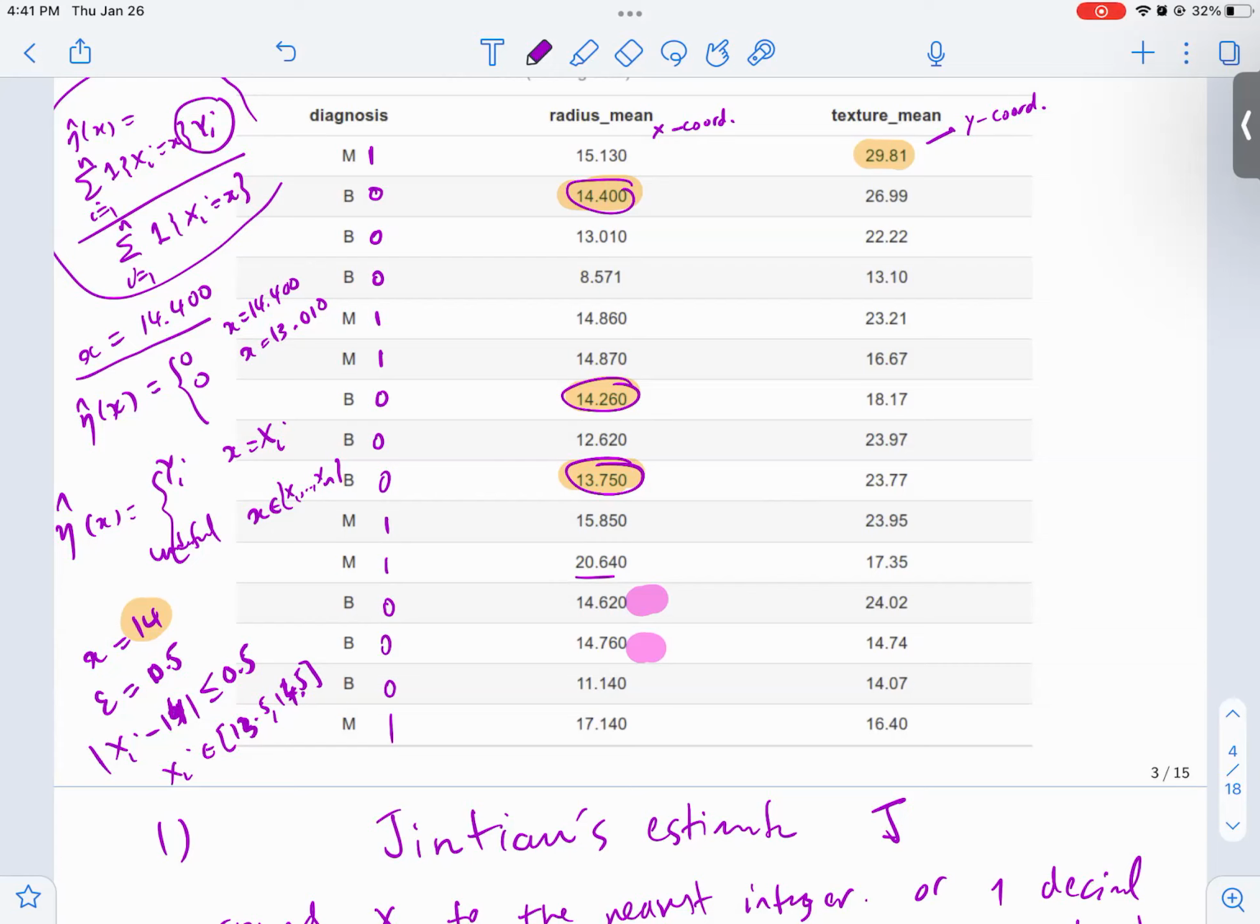So your classification would be similar to, let's say, maybe Jin Tian. Maybe if you round to the nearest integer, probably it will be similar. Exactly. This is the closest to 14. If you round to the nearest integer, the 3 nearest neighbors seem to be the same. Okay. Sounds good. Any other suggestions?